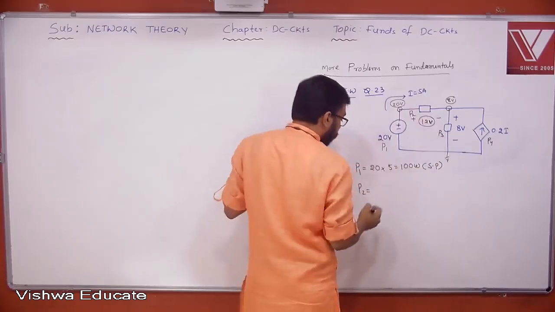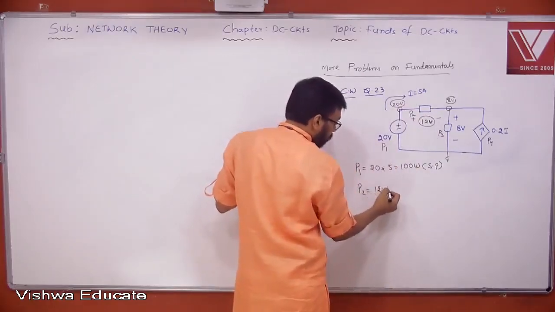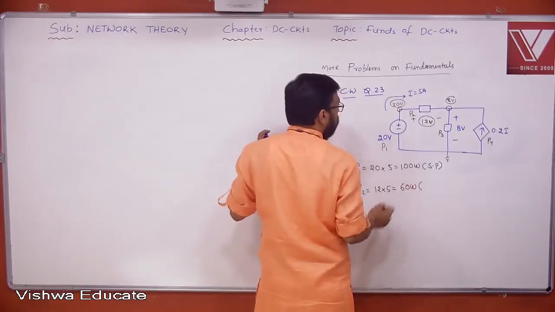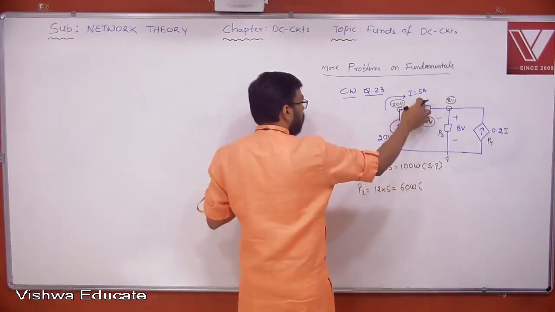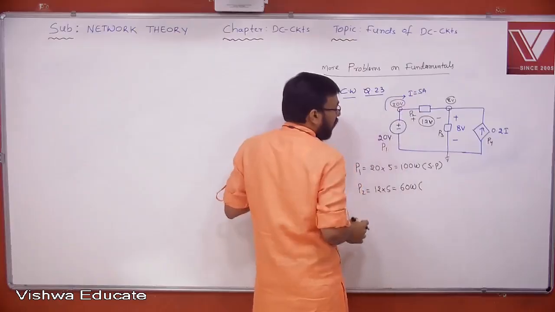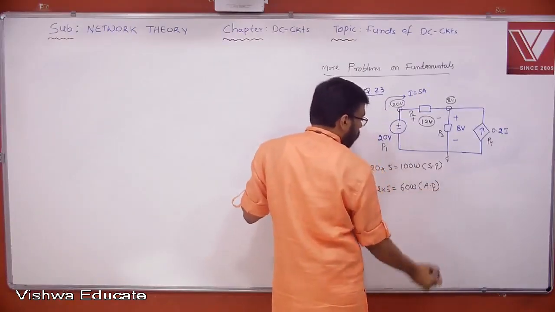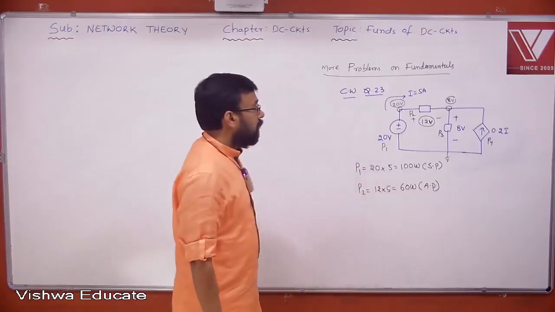So 12 into 5, 60 watt. But what is this element doing here? What is the current doing here? Current is entering into positive. That means absorbed power. Okay, that is absorbed power.